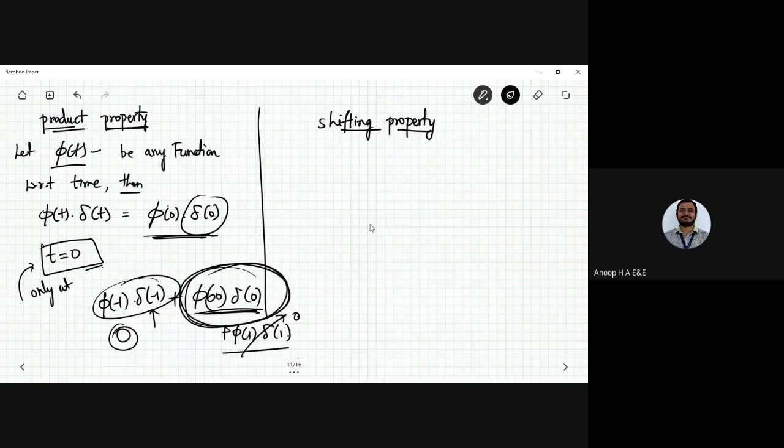So this is the product property. Only at phi at 0 are you going to get its value. Whatever the value of the signal is, only at t equal to 0 are you going to get the value there. Fine. So now let me go for the shifting property. It is quite simple.